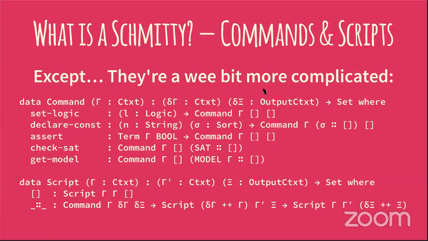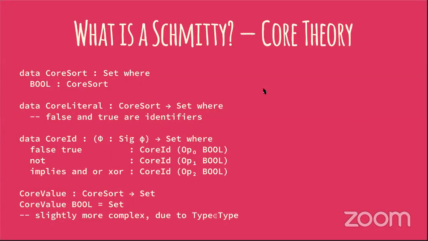So what do we have? We have terms, commands with assertions, and scripts, which are just lists of commands. Cool. And then what we have is a whole bunch of theories. So the core theory of SMT solvers is just Booleans and the standard Boolean operations. And this is sort of what it's like to implement a theory in Schmitty.